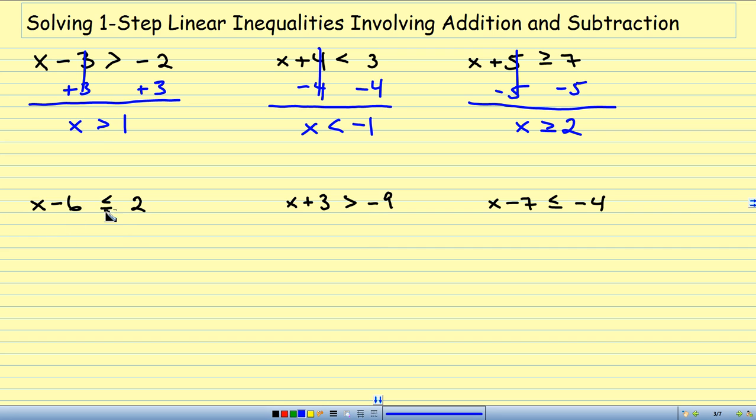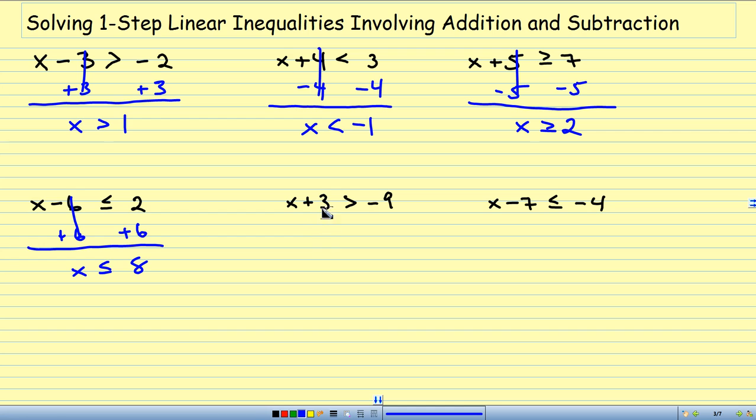I have x minus 6 is less than or equal to 2. I'm going to add 6 to both sides. That cancels out the negative 6 and the positive 6, and I have x is less than or equal to 8. x plus 3 is greater than negative 9.